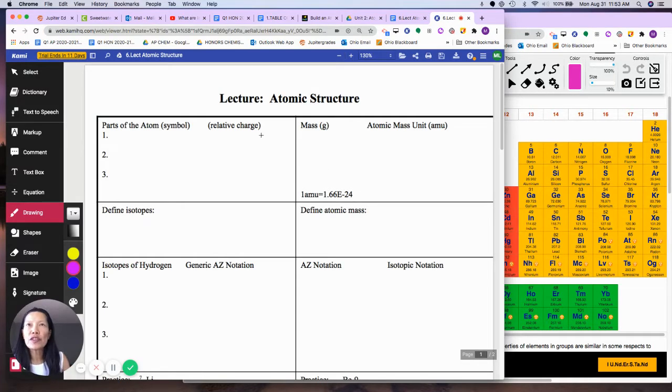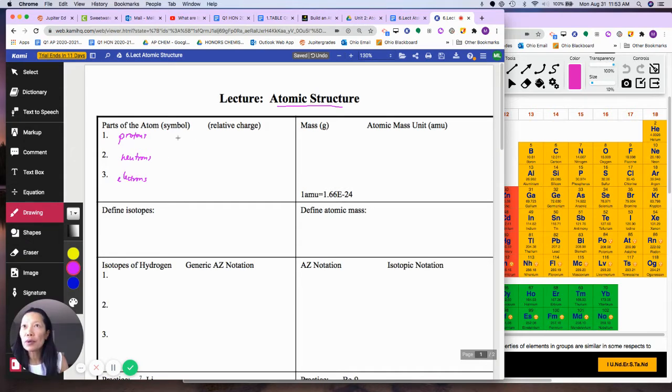You just watched a few videos about the atomic structure. Let's write everything down that is important so we can remember it for future use. So the parts of the atom are the protons, neutrons, and electrons.